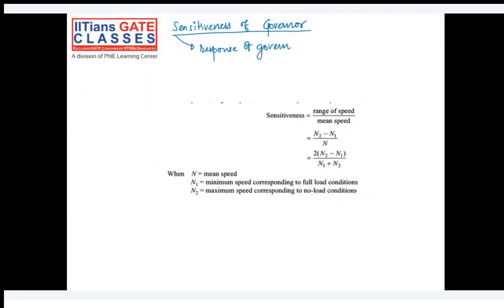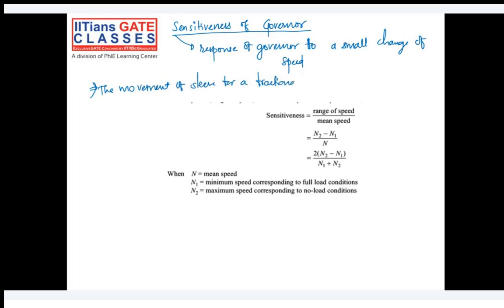So a small change, a response to a small change of speed. That means even if we have a small change in the speed, if a governor is responding, then we'll say that it is a sensitive governor. Or in other words, if you focus on the centrifugal governors which we have used, depending on the moment of the sleeve, the fractional change of the speed is a measure of sensitivity. The moment of the sleeve for a fractional change of speed is the measure of sensitivity.